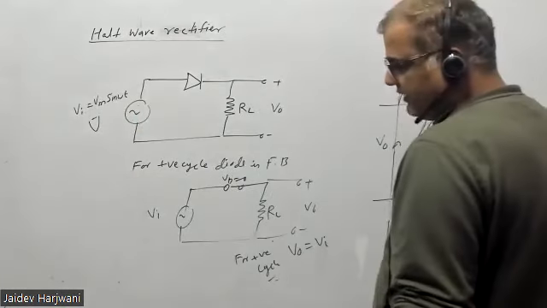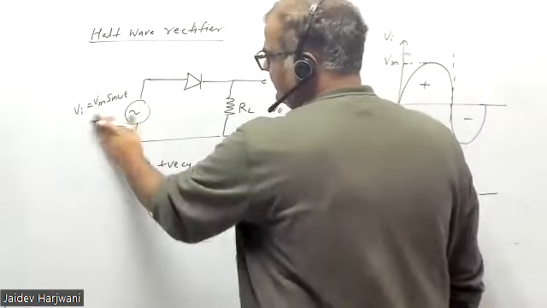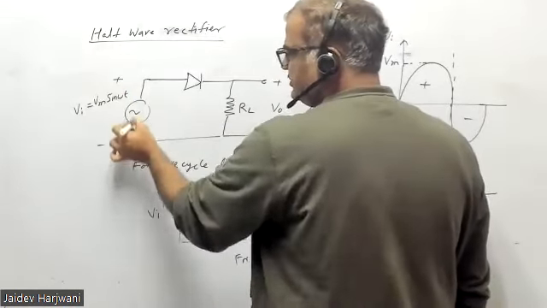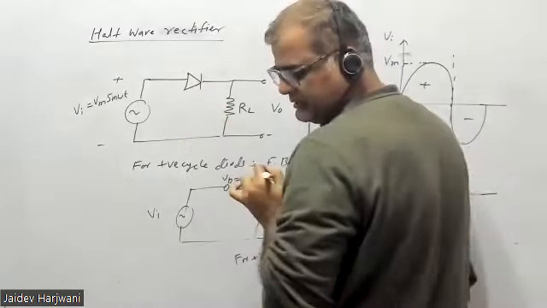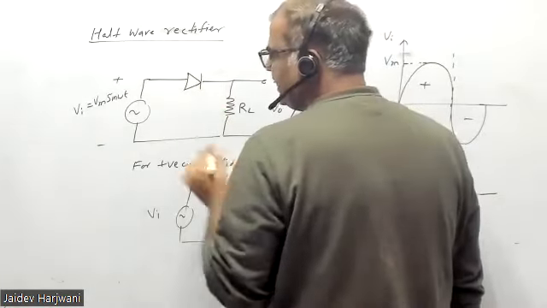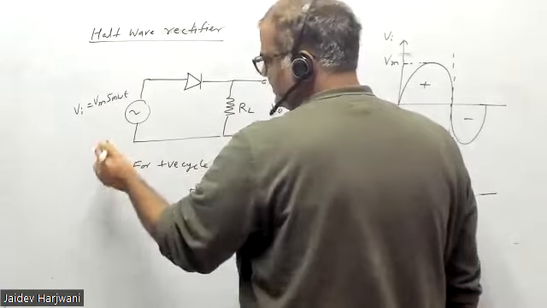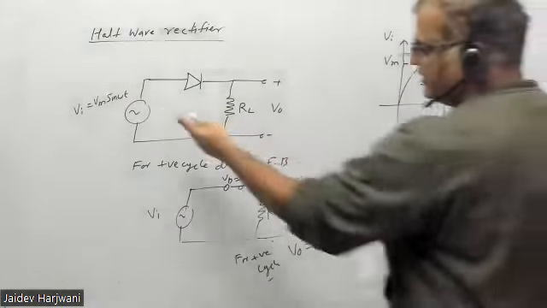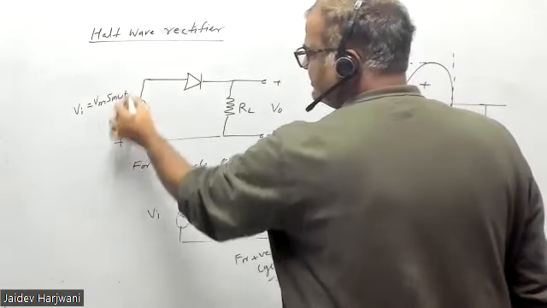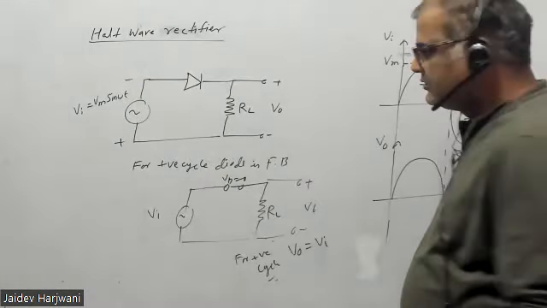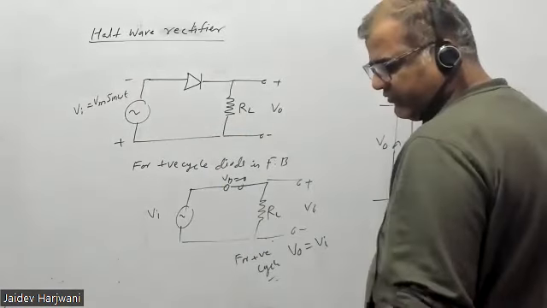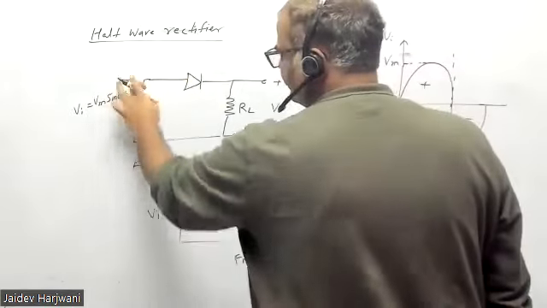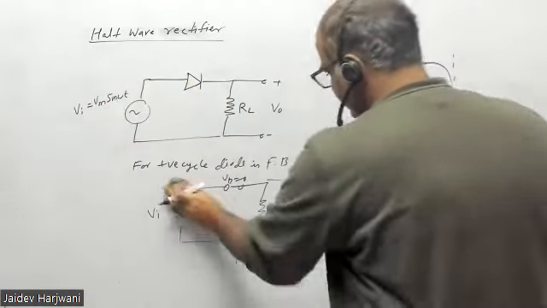What is the meaning of negative cycle? Whenever I say positive cycle, that means this part is positive and this is negative, so current will flow like this. And when I say negative cycle, it means the polarity is changed. This is plus, this is minus; next time this will be plus, this will be minus. In the negative cycle, if a current flows in the circuit, the direction will be up like this. But first we have to see whether it flows or not.